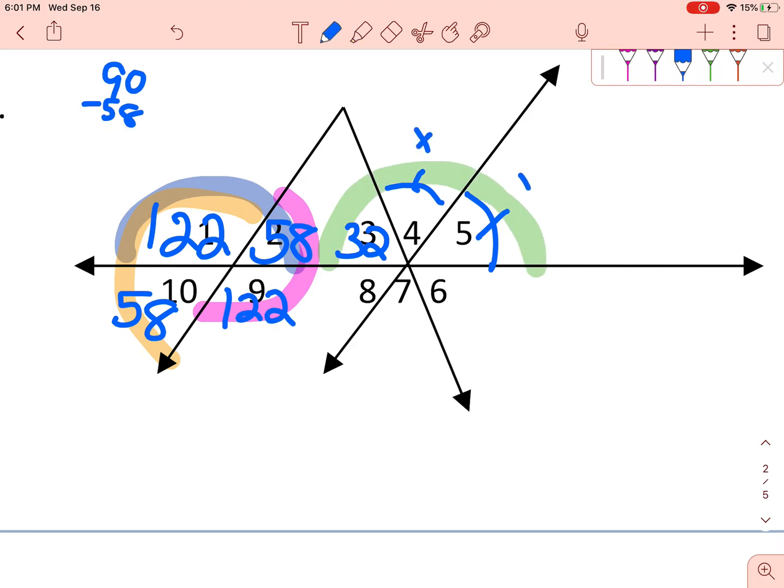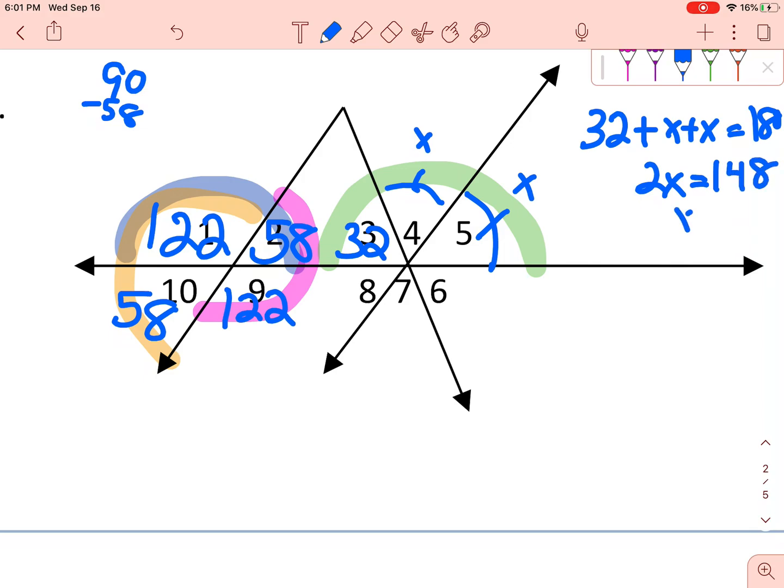I'm going to call this X, and that would also be X. So 32 plus 2X has to equal 180. So 2X would have to equal 148. Therefore, X is equal to 74. So this would have to be 74, and this would be 74 as well.